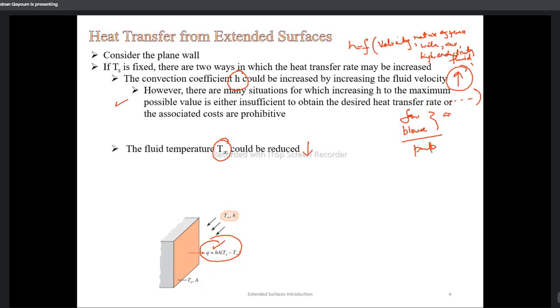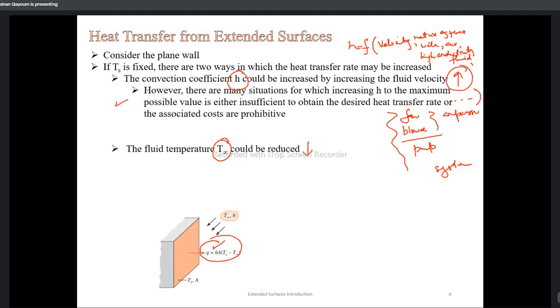You can use a compressor here also. So my God, you are just complicating the system. If you have a mobile phone, you will use a fan, use a blower. My God, a complicated system. Then H will increase. So it's not always possible. It's not always possible to do that thing.